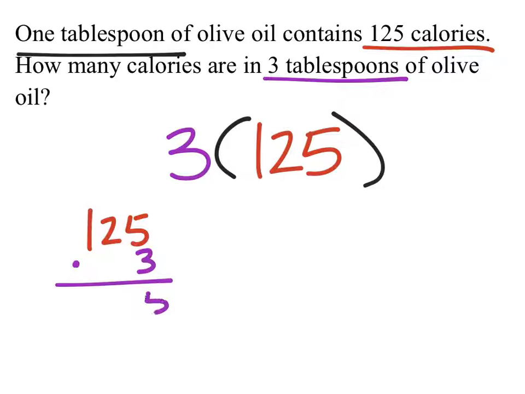And 5 times 3 is 15. Carry the 1. 3 times 2 is 6, plus 1 is 7. 3 times 1 is 3. So 375. Remember, the answer is not 375 for a word problem like this. It's 375 calories.